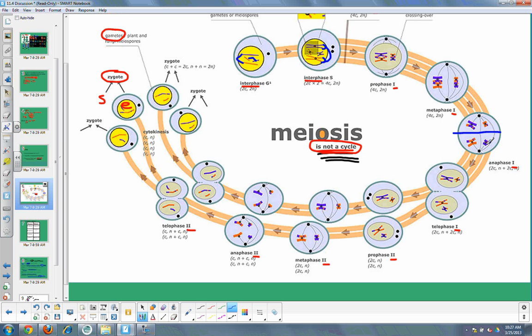And keep in mind, these are the exact same. So we're still just N value right here. We're not 2N. And then these are going to completely separate so that we end up with 4 haploid or N either egg or sperm cells. Compare this to this. 2 chromosomes versus 1, 2, 3, 4 chromosomes. That's the goal of meiosis.